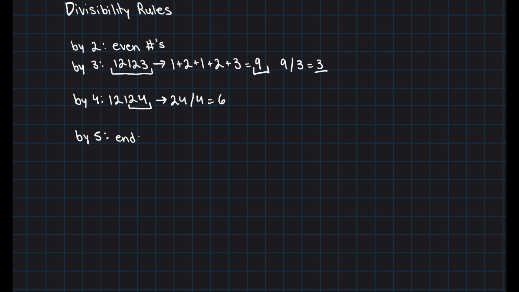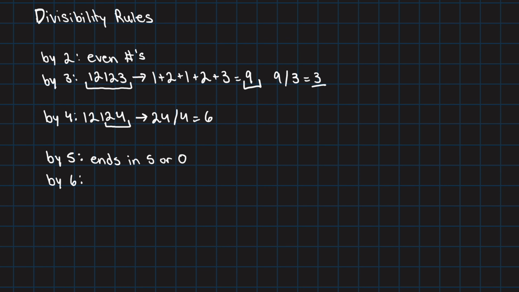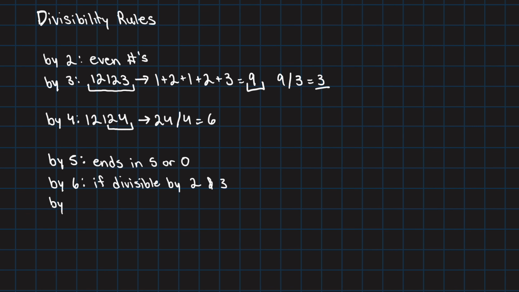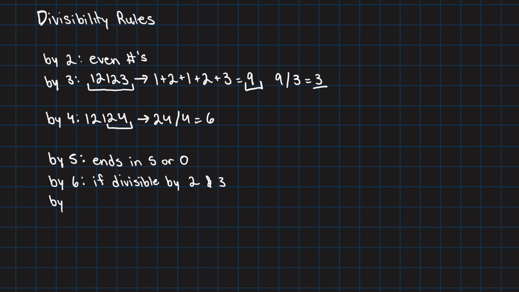Now 5 is pretty simple. It's just if it ends in either 5 or 0, it's divisible by 5. That's all you need to know. If the number ends in 5 or 0, regardless of how large or how small the number is, it's divisible by 5. Now for divisibility by 6, if a number is divisible by both 2 and 3, then that number is also divisible by 6, like 12, for example, or 24, for example. There's not really a trick to know if anything is divisible by 7, because 7 is quite a unique number, and we'll go through that more later on in this video.